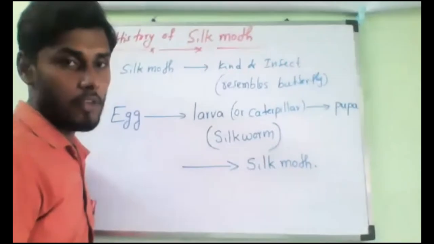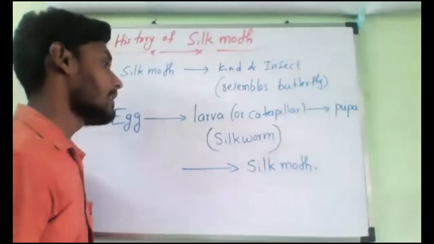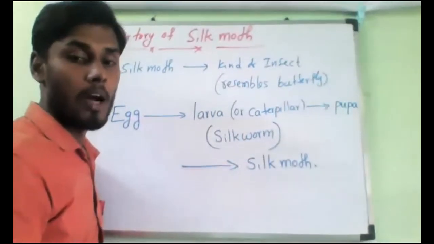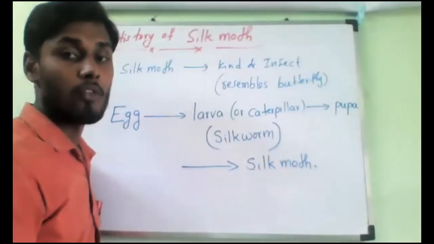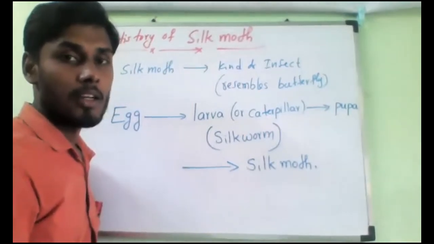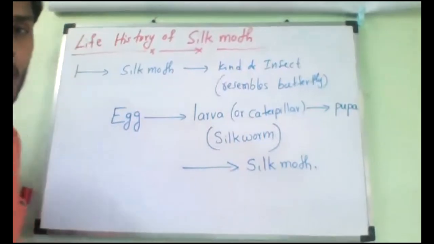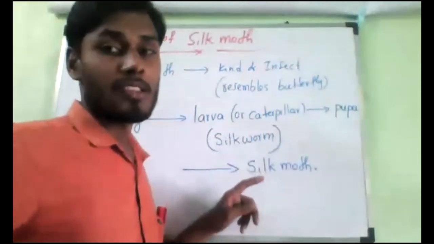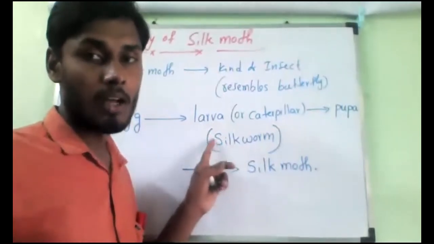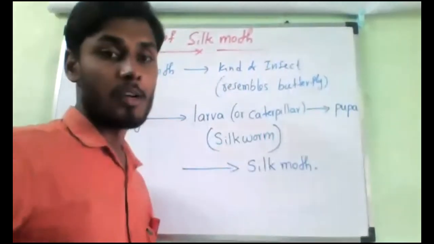I will show you pictures. First it will form eggs. The eggs will form into the larva or caterpillar. The caterpillar will turn into pupa. At the pupa stage you can observe the silk forming. The larva of a silk moth which produces the silk is called the silkworm. At this stage they produce silk fiber. Later it turns into a silk moth like a butterfly.